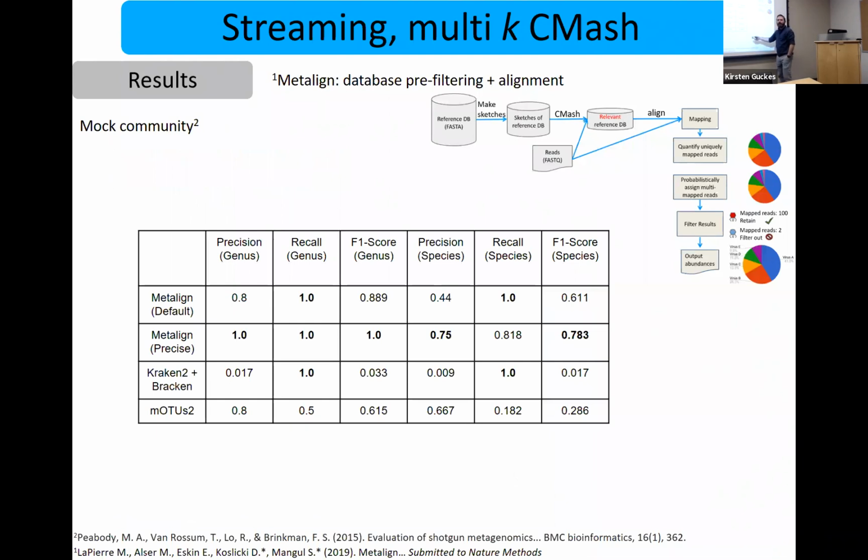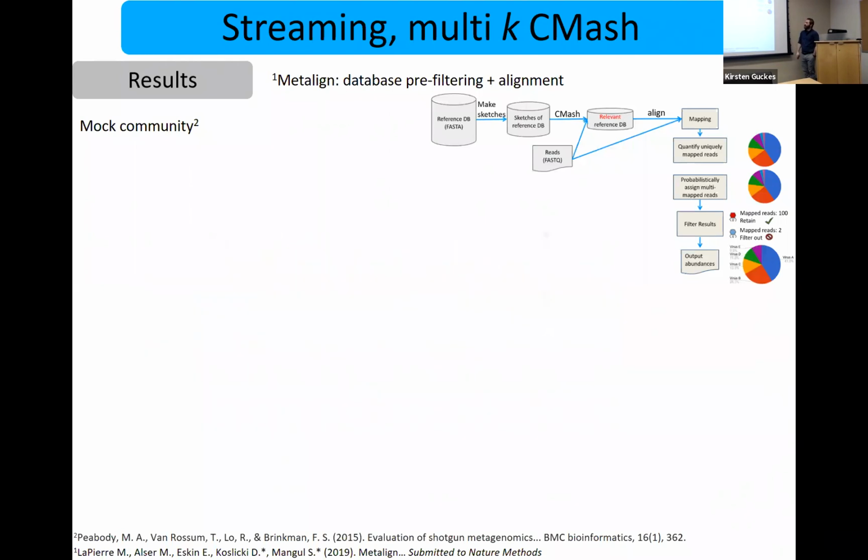Next, we looked at a mock community instead. So let's move away from simulated data. We'll look at a mock community. And here again, if you look across a bunch of different metrics right here, Metaline in either its default or precise settings, the bold really does not show up on this screen. So you can't really see, but it's best in all of these, etc. So it works in mock communities as well. And that way, when we go to something like real-world data, we can have some confidence that the results that we're getting really are present.